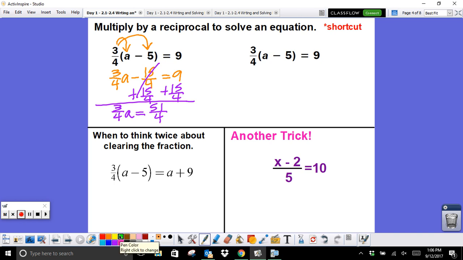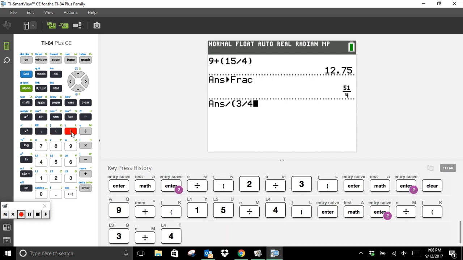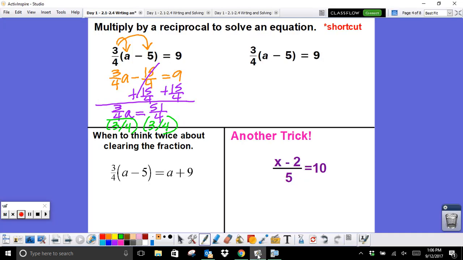Now choose your way of getting rid of the fraction. I like to divide. So I'm going to divide both sides by 3/4. Okay, I already have that 51 over 4 in there, so all I have to do now is hit divide, and then divide by 3/4, and press enter, and there's my very nice answer, 17. So A equals 17.